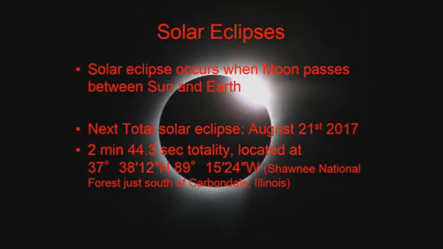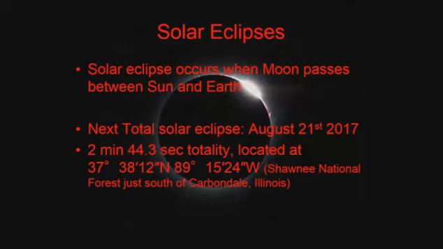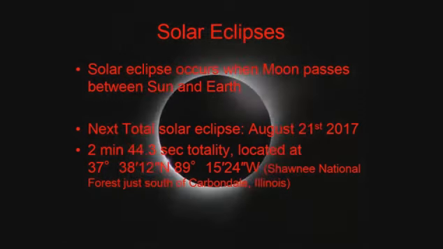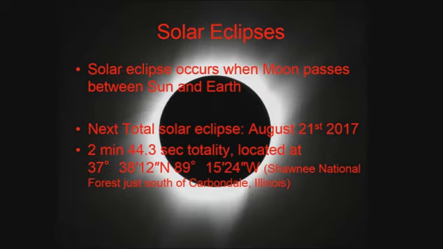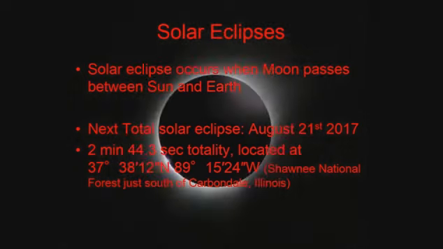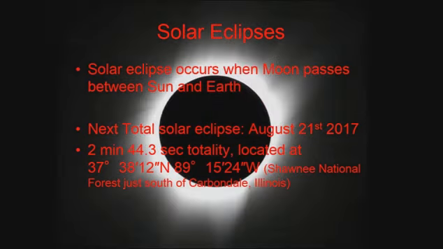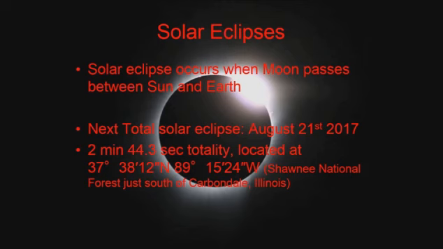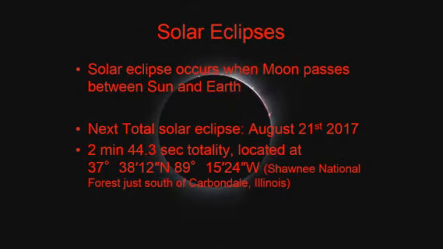So a solar eclipse occurs when the moon passes between the sun and the Earth. The next total solar eclipse is August 21st, 2017 and is visible from the United States. It's 2 minutes 44 seconds totality. That means that the sun will be completely covered by the moon for 2 minutes and 44 seconds. I once travelled from Britain to Romania for 14 hours in a bus to see a totality of just under 2 minutes. These are well worth seeing.